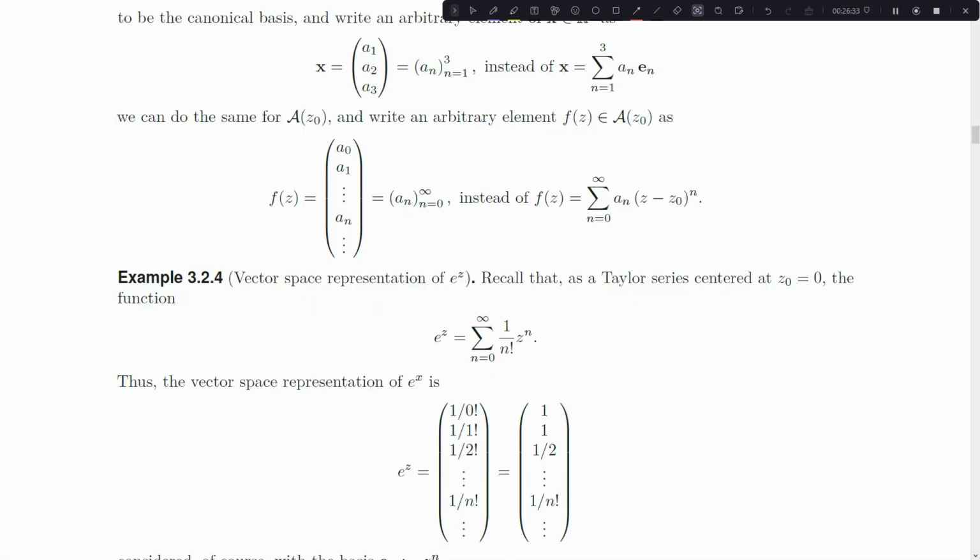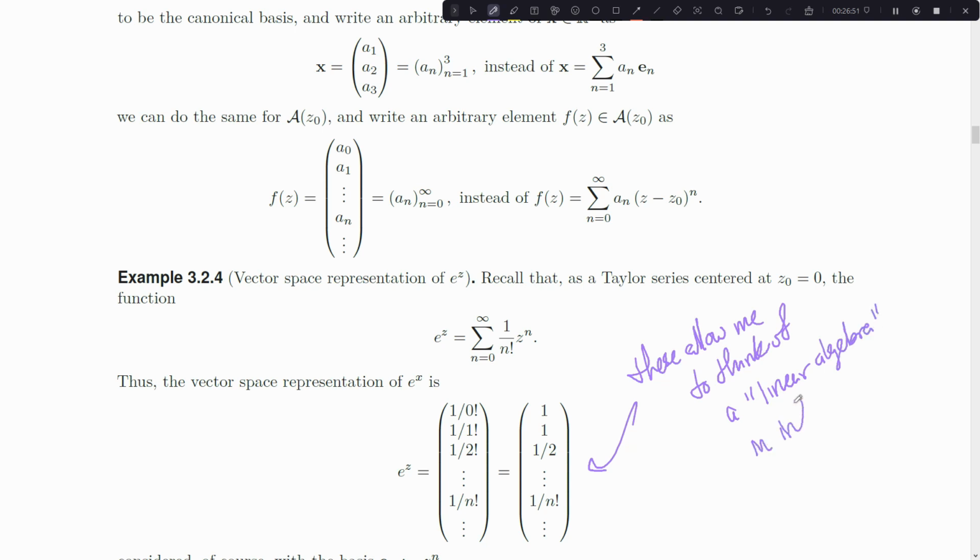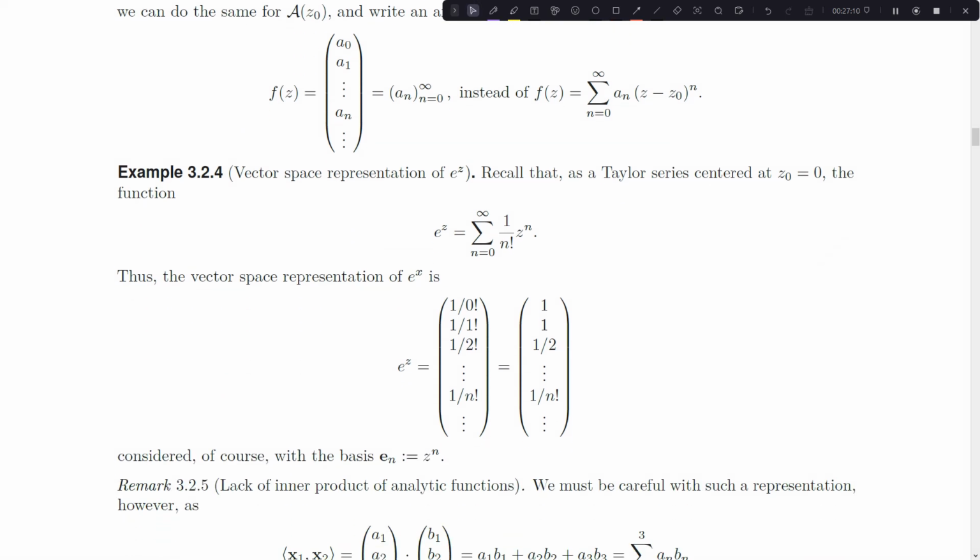What's nice about these vector representations is that they allow me to think of, and I'm going to put it in quotes, "linear algebra in infinite dimensions." That's the reason we're introducing these infinite vectors: conceptually we can use our same intuition from linear algebra, but now for infinite dimensional objects, like functions.